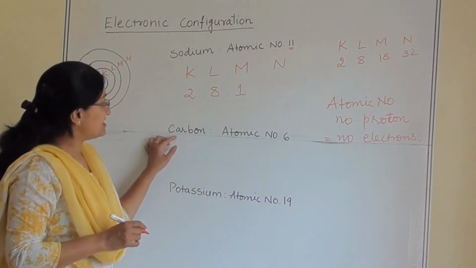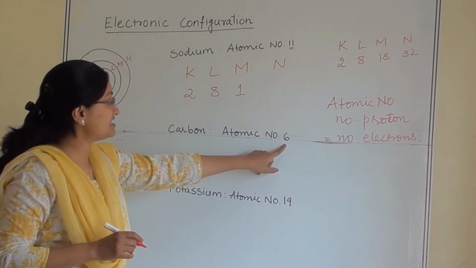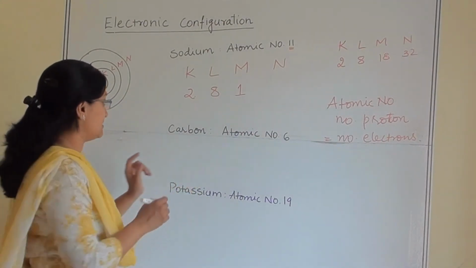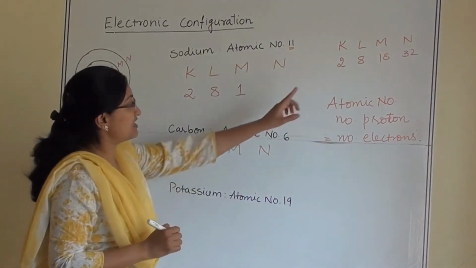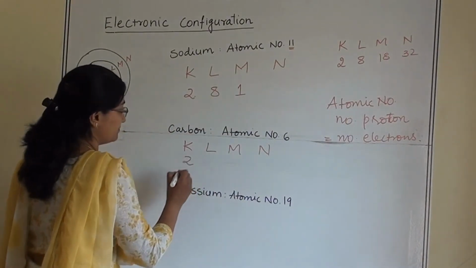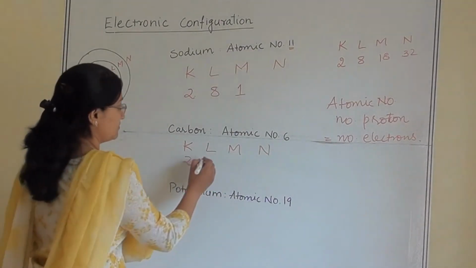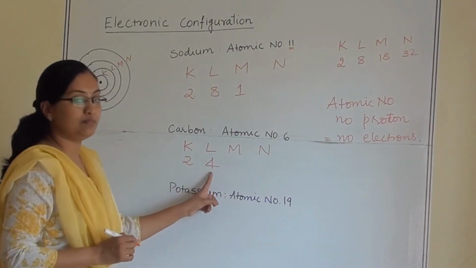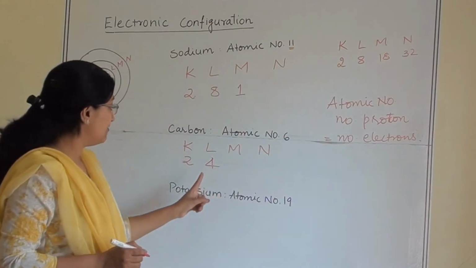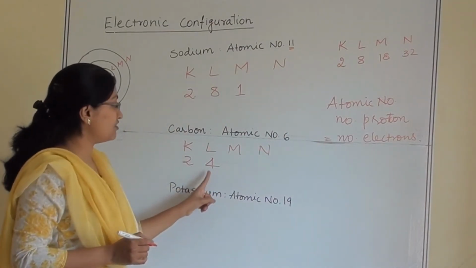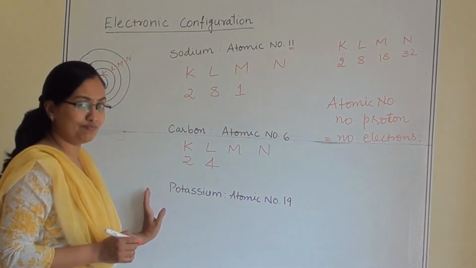Now for the second example, we'll take carbon. Carbon's atomic number is 6, so we can say that there are 6 electrons in carbon. So K, L, M and N. What is the maximum capacity of K? 2. Then how many more electrons are left? 6 minus 2, that is 4. So the leftover electrons, 4, will be kept here. And what is the maximum capacity of L? It is 8, so yes, we can write 4 here. So what is the electronic configuration of carbon? 2, 4.